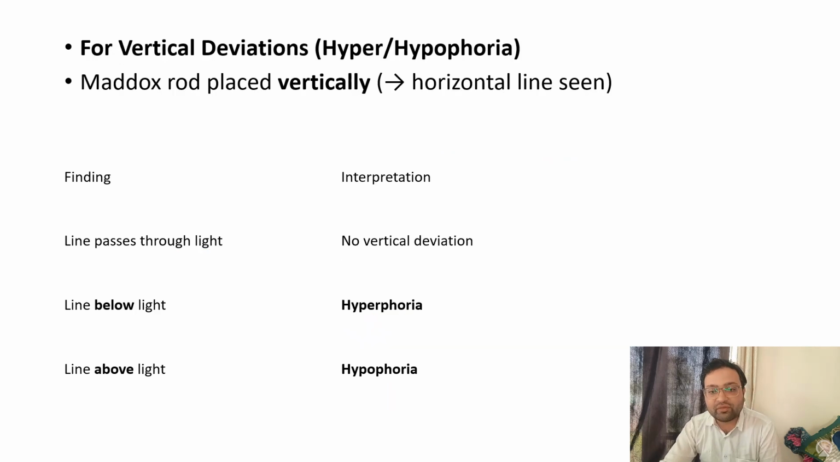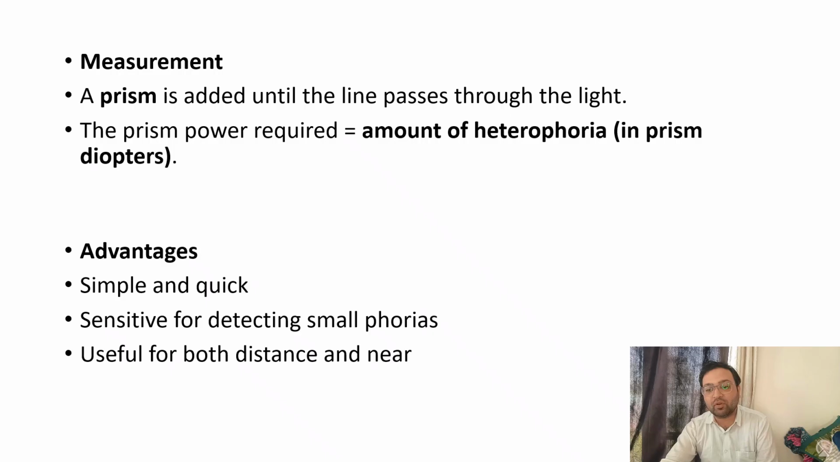Okay, for vertical deviations, if the line passes through the light, there is no vertical deviation. If the line passes below the light, then there is hyperphoria. If the line passes above the light, then there is hypophoria. So now let us see with the help of an image. A prism is added until the line passes through the light. The prism power required is equal to the amount of heterophoria in prism diopters.